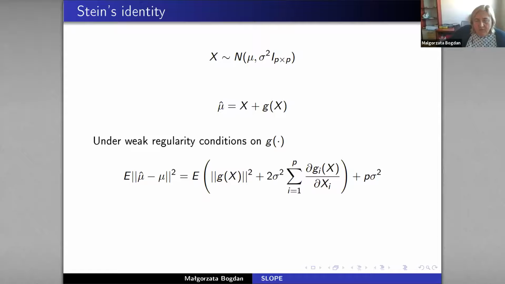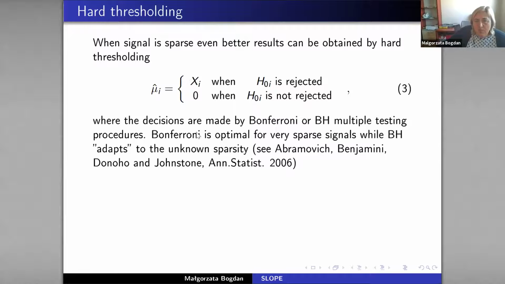It turns out that when you are dealing with a situation where mu is sparse, what does it mean that mu is sparse? It means that mu has many zeros. When mu has many zeros, you can do even better when you combine estimation of mu with a multiple testing procedure. So let's say that you take your x values, you test which mu's are 0, which are not.